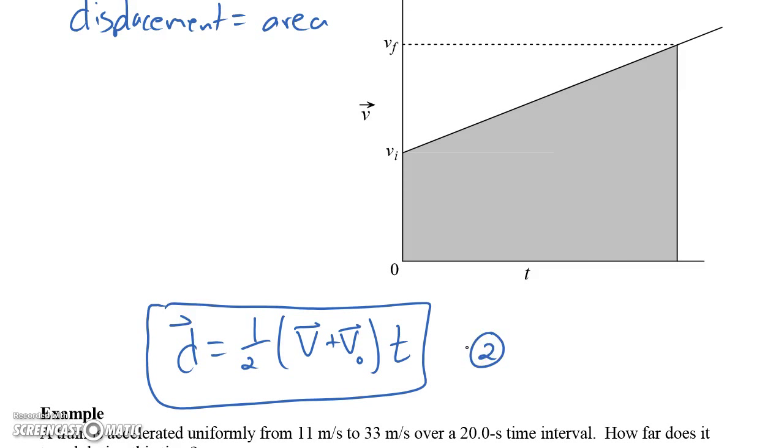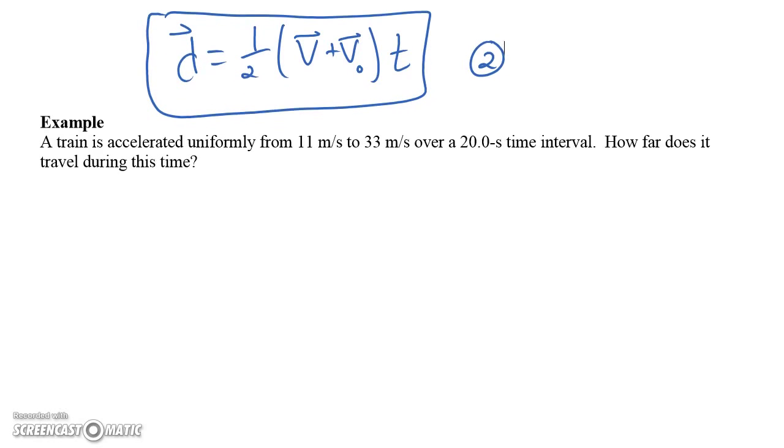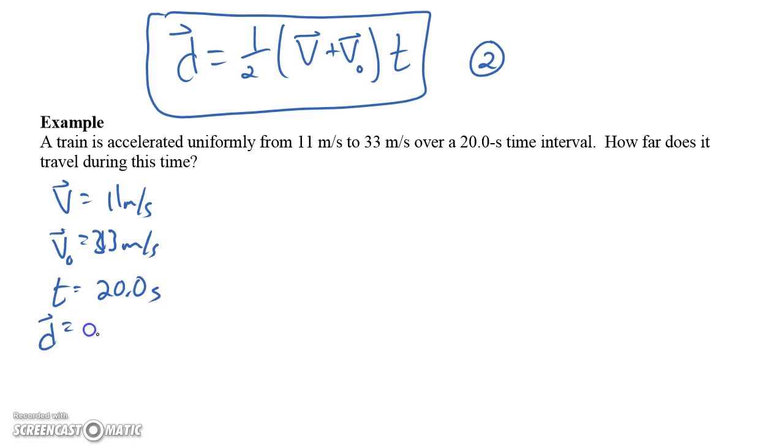If you didn't come up with that, ask somebody in class to see if they can show you how they did it. So let's use this to calculate this displacement here. So we have v is 11 meters per second. V naught is 33 meters per second. Time is 20.0 seconds, and we're looking for displacement.